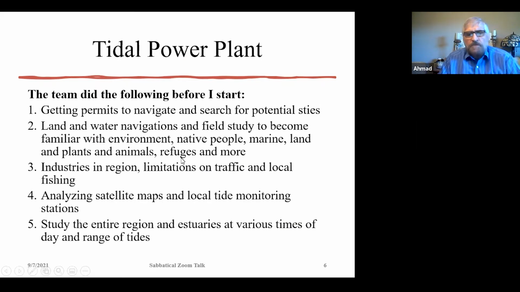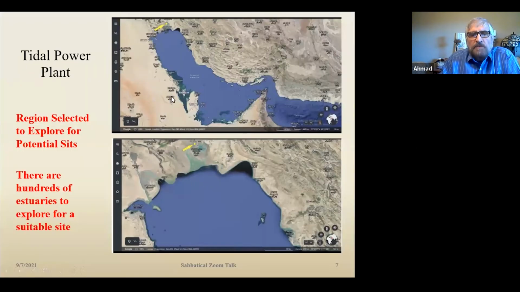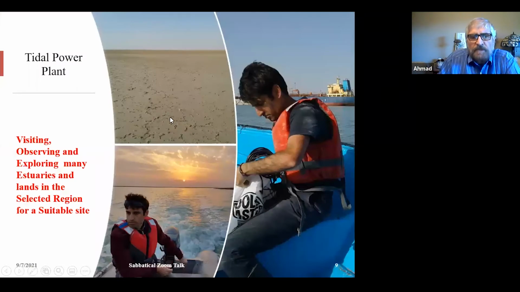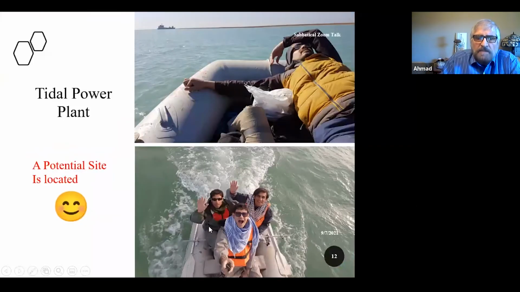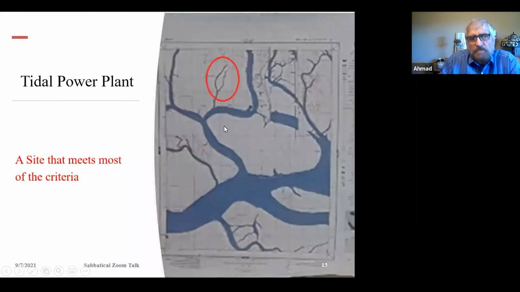Prior to my participation with the group, they had already checked out many satellite pictures and Google Earth maps to find a place in the northwest of the Persian Gulf, as shown in here, that might have some potential for a tidal power plant site. There are hundreds of estuaries in here and bodies of water to be explored. Several days of studying the land, the estuaries, the bodies of water and shipping traffic, and after several beautiful sunsets and seeing these exquisite mines and being tired, finally a site was selected that might be promising.